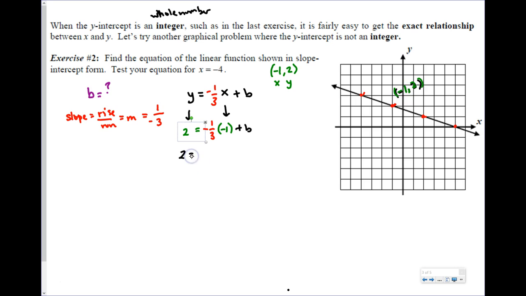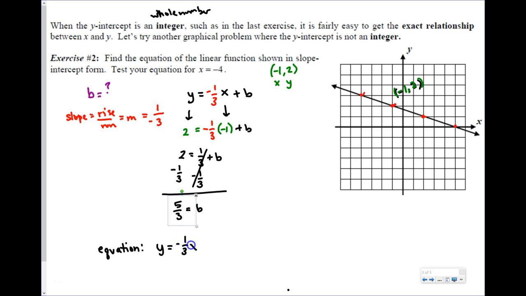The 2 carries down. -1/3 times -1 becomes a +1/3 plus b. I want to get b alone, so I'm going to subtract 1/3 from both sides. They cancel out, and 2 minus 1/3 gives me 5/3, which equals b. Now I know what my y-intercept is, so I can finally rewrite my equation in y equals mx plus b form as y equals -1/3 x plus 5/3.